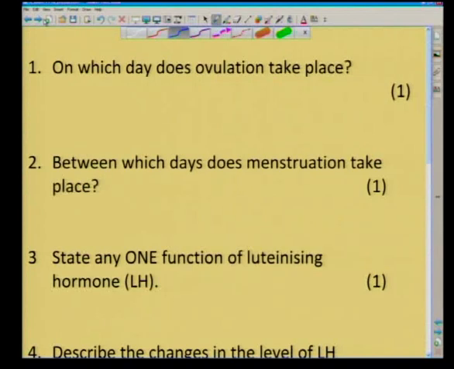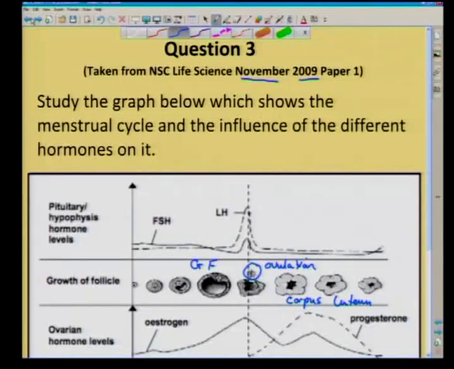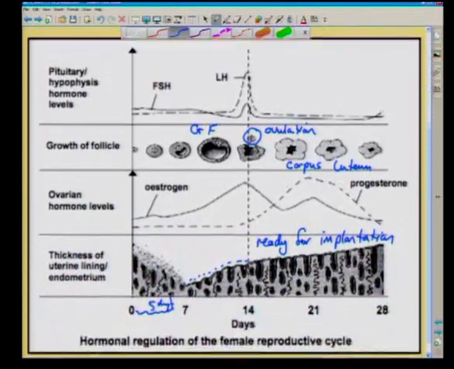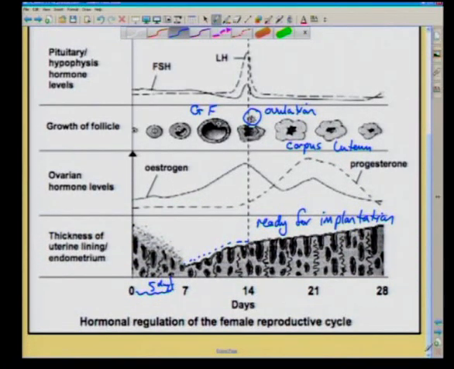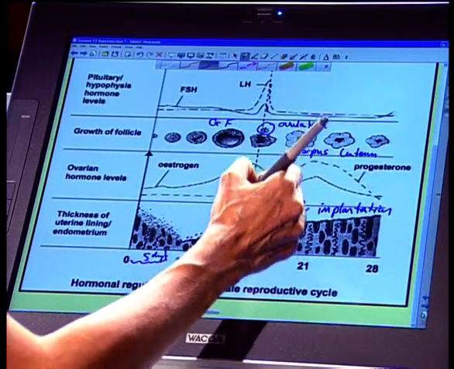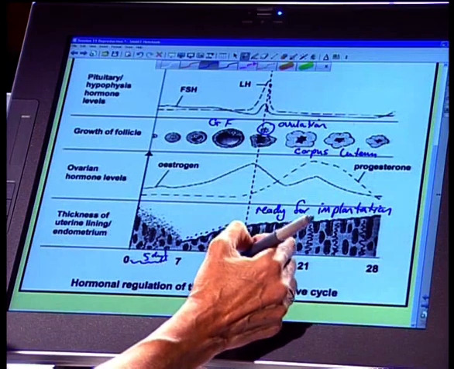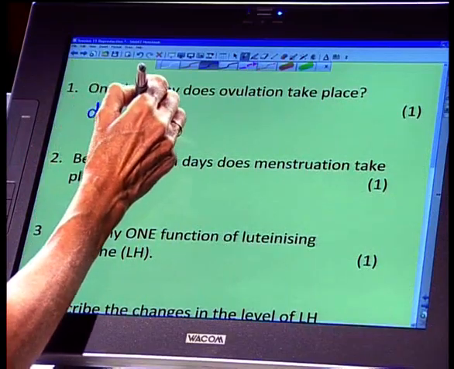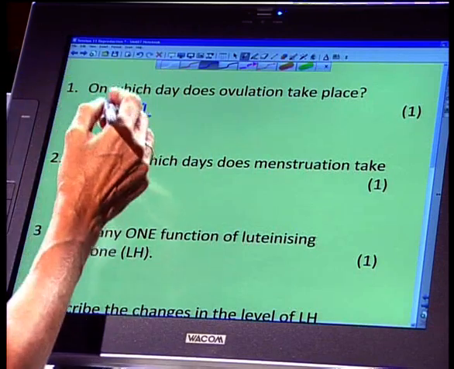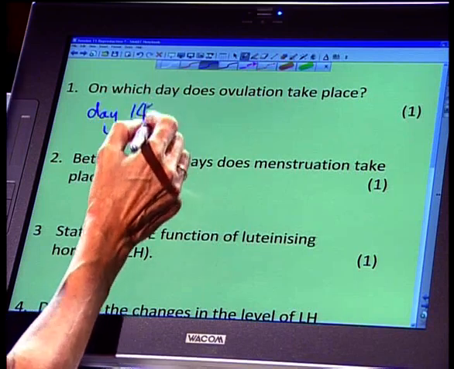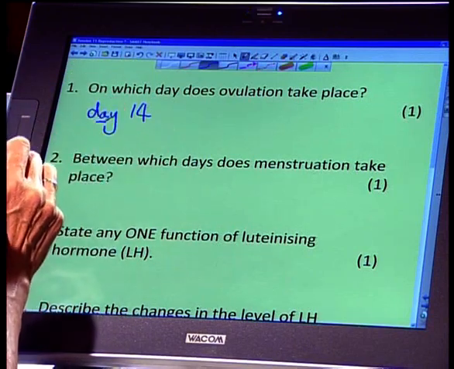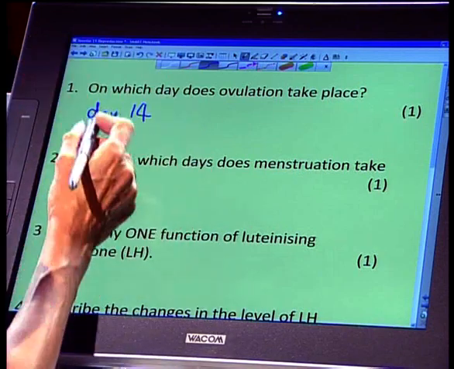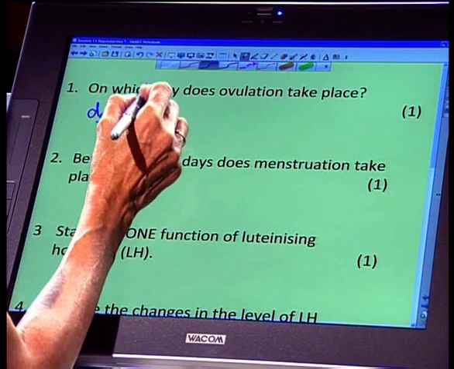Now, let's look at our questions. On which day does ovulation take place? Now, people, really, you should know this anyway, without even checking this whole schedule. But if you look here, when did ovulation take place? And they've actually drawn a line for you all the way down. It is on day 14. Or you are going to write 14th day. But please put the word day, all right? It's not just 14. 14 what? It's on day 14 or 14th day.